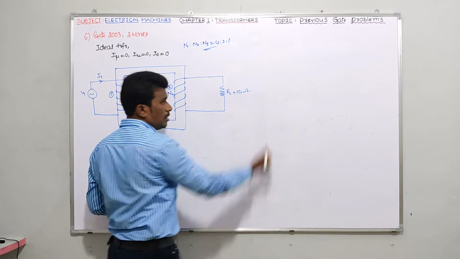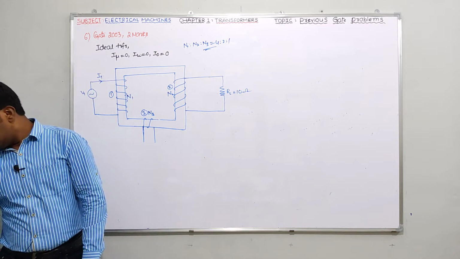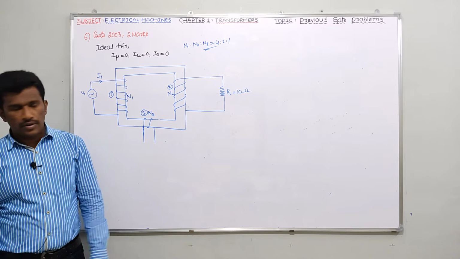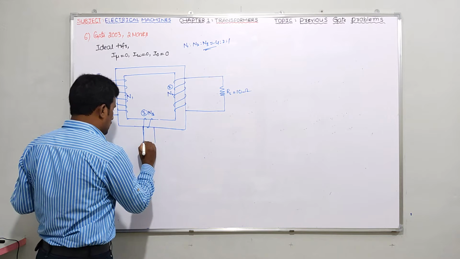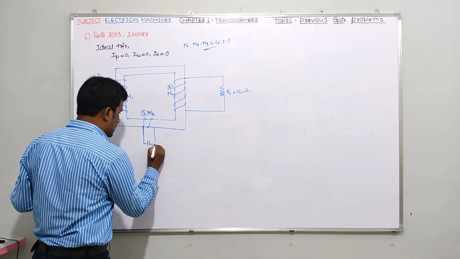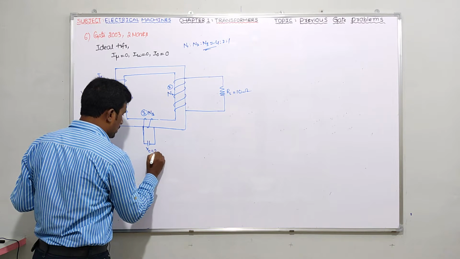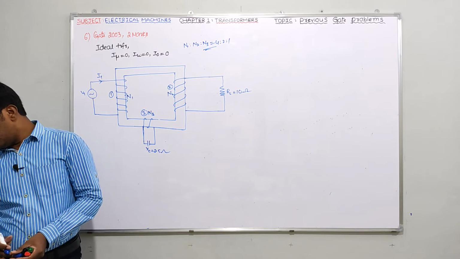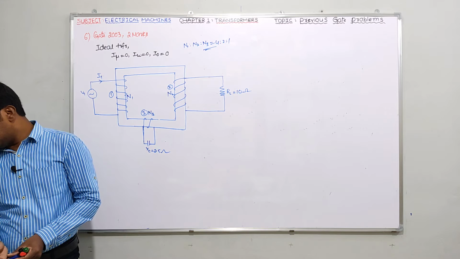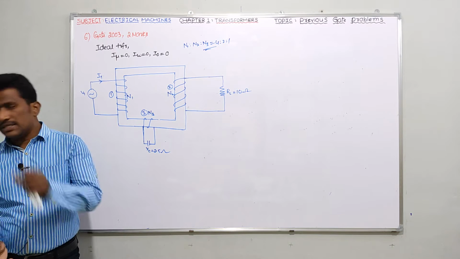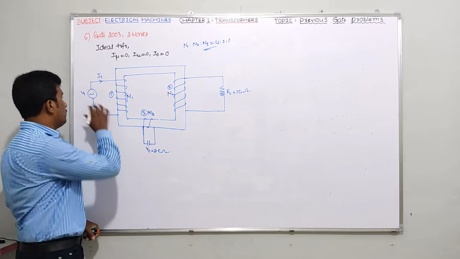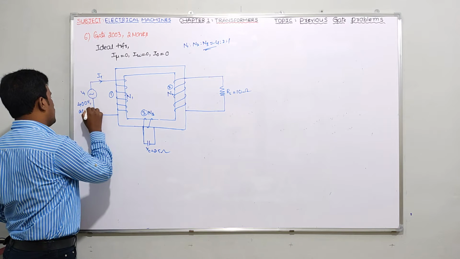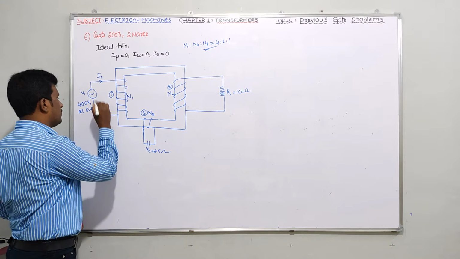Next, one more thing, be careful. A capacitor of reactance 2.5 ohm is connected across winding number 3. So across winding number 3 he has connected a capacitance, XCL, 2.5 ohm. Now let us see what he is asking to find. Winding 1 is connected across a 400 volts AC supply. So V1 value is 400 volts.